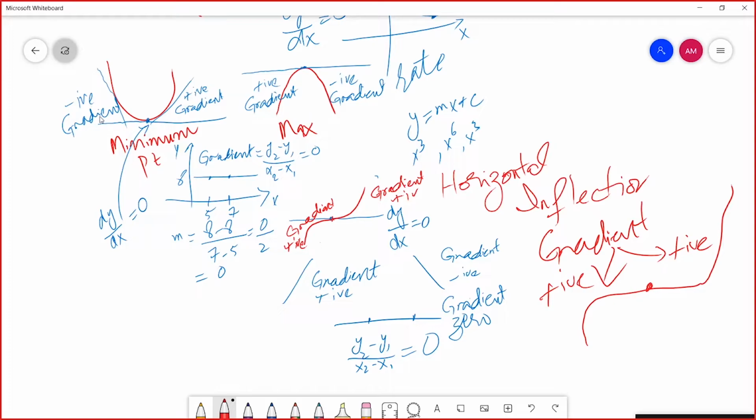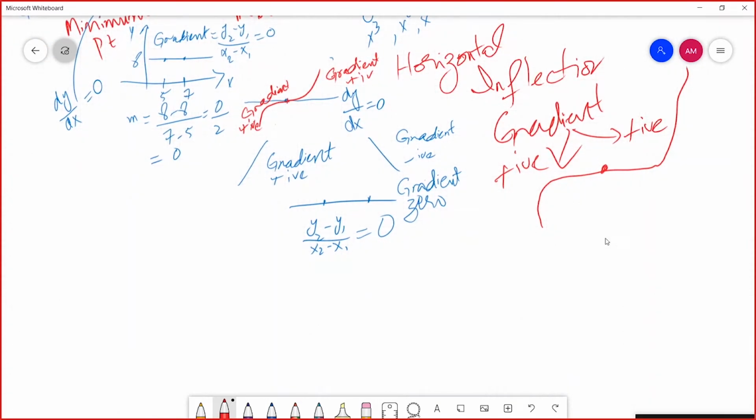If the gradient is negative before and positive after, we would say this point is a minima. If it is positive before and negative after, it's a maxima. If it is positive before the stationary point and also positive after the stationary point, we would say it's a horizontal inflection and it is increasing. But there is another horizontal inflection that can be like this.